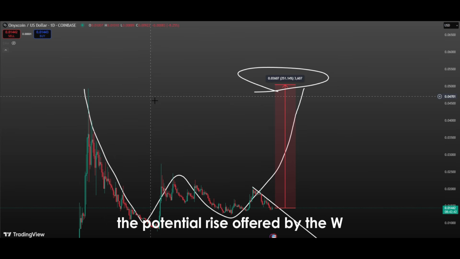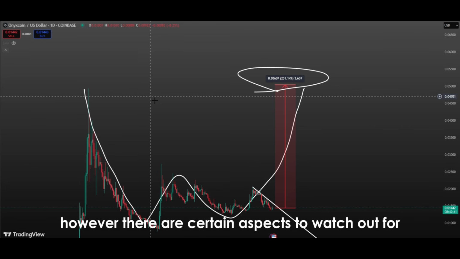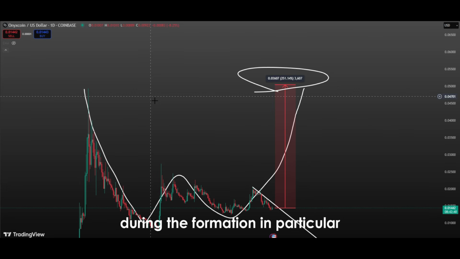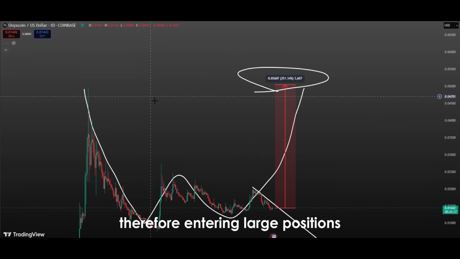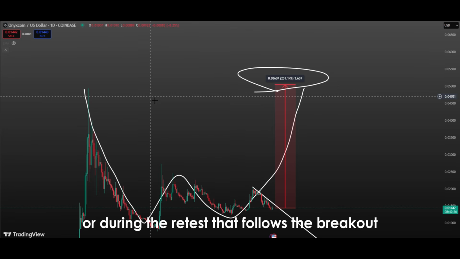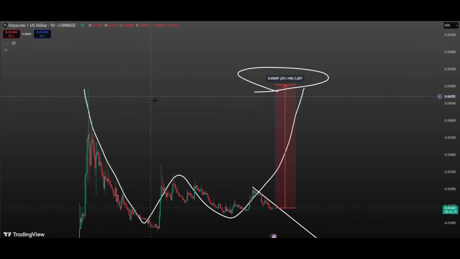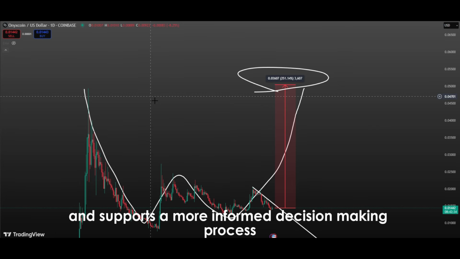The potential rise offered by the W pattern can be a highly attractive opportunity for investors. However, there are certain aspects to watch out for during the formation. In particular, buying before the pattern is complete can put investors at risk, as the price may reverse again if the expected breakout from the second bottom does not occur. Therefore, entering large positions before confirming the pattern is risky. The safest strategy is to buy after the neckline is broken or during the retest that follows the breakout. Such a strategy minimizes investor risk and supports a more informed decision-making process.